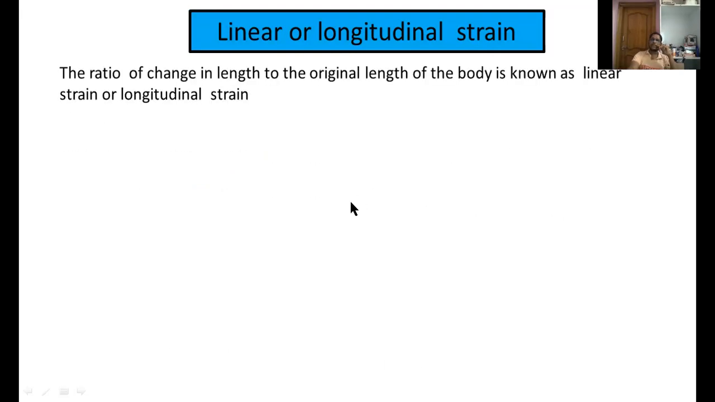First you have to know the definition of a strain. Strain, the ratio of change in dimensions to the original dimensions, is called strain. Linear or longitudinal strain: the ratio of change in length to the original length of the body is known as linear strain or longitudinal strain.